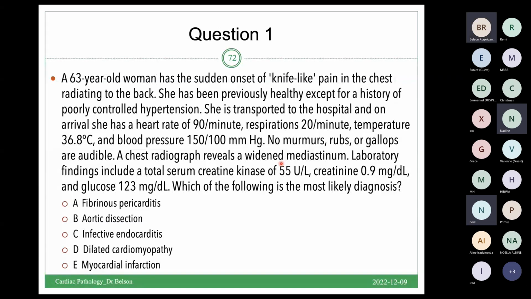So history of non-controlled hypertension, and then having a sudden onset, so acute pain in the chest radiating to the back. So nobody to talk.